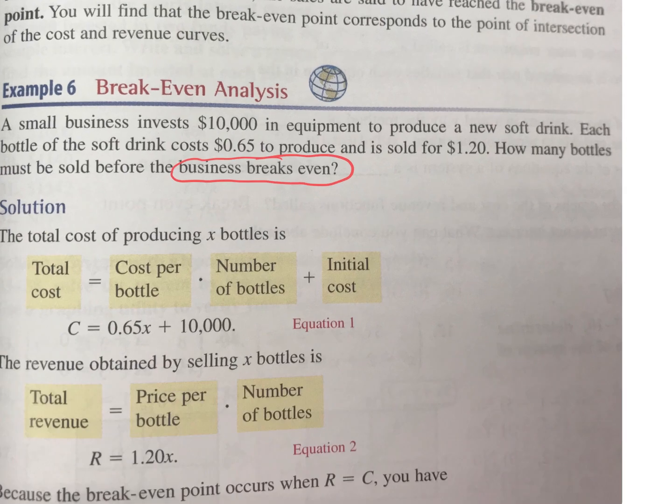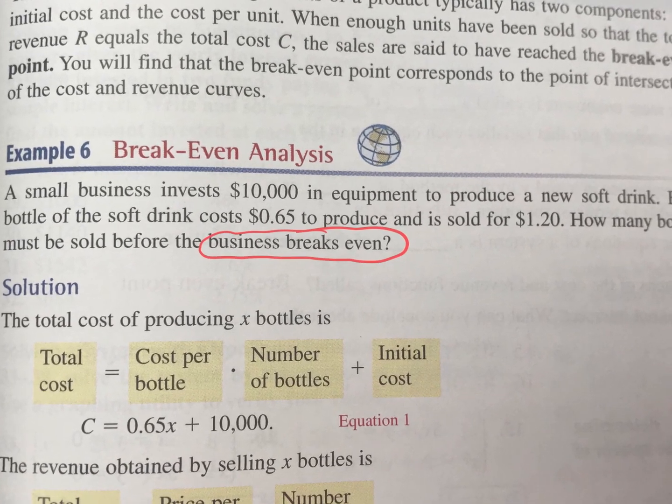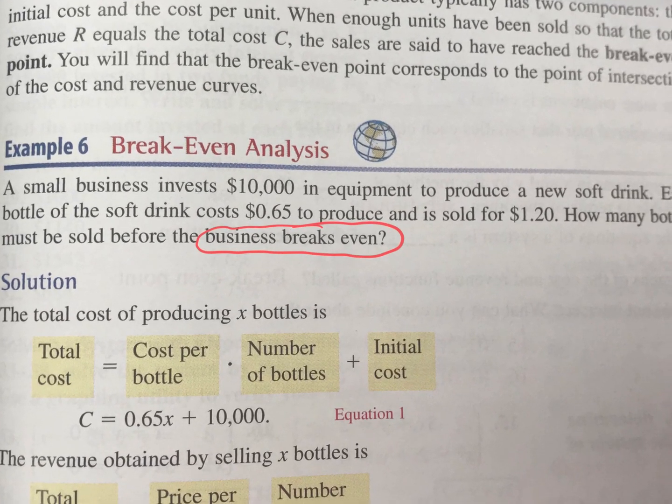So let's read what this says. It says a small business invests $10,000 in equipment to produce a new soft drink. If I invest $10,000, is that my cost, or is that money I'm making? That's your cost, right?